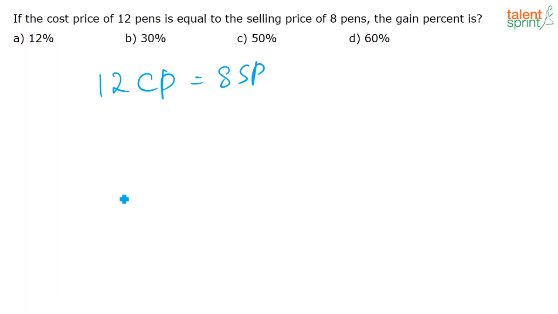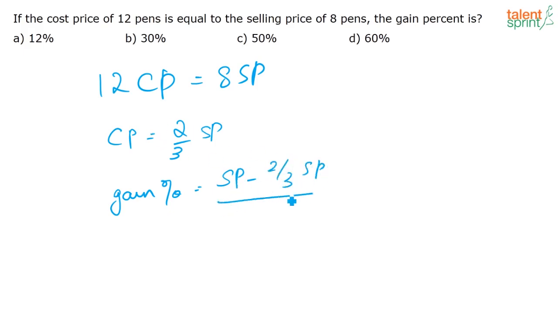What have they asked? The gain percentage is what? So I can say the cost price is equal to 2 by 3 of the selling price, correct? Or cost price by selling price is equal to 2 by 3. So the gain percentage is nothing but the selling price minus the cost price, by the cost price, into 100. Just take everything in one term, either the cost price or the selling price. So you just take the selling price. If this is SP, the cost price will be 2 by 3 SP. Divided by 2 by 3 SP, into 100. Now if you do this, you get the answer as 50%. Right? So the answer for this question is 50%.